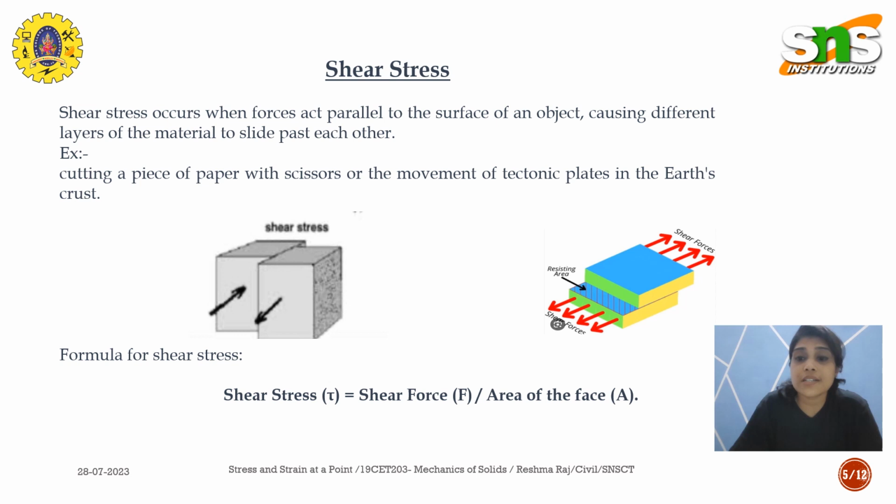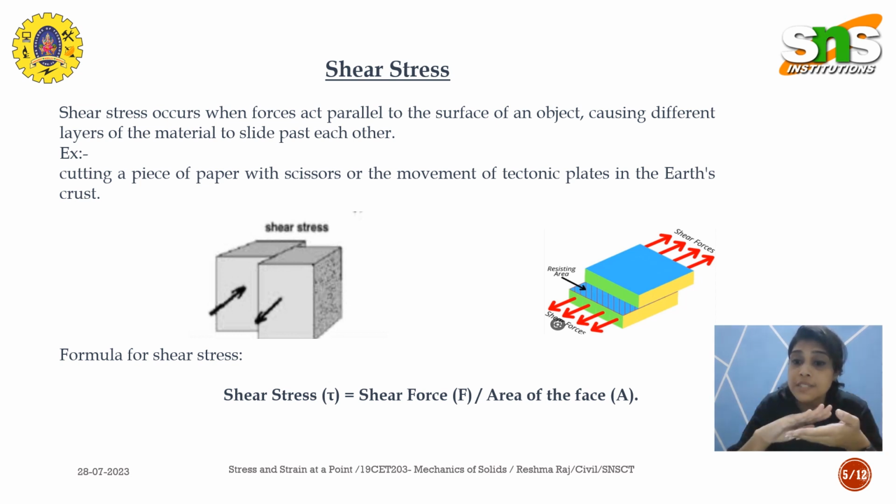Another type is shear stress. Shear stress is when forces act parallel to the surface of an object, causing different layers of the material to slide past each other, either this side or this side. This is known as shear stress. Examples are cutting a piece of paper with scissors or the movement of tectonic plates. A very good example is tectonic plates. Everyone will know what tectonic plates are. You should have studied it in social studies.